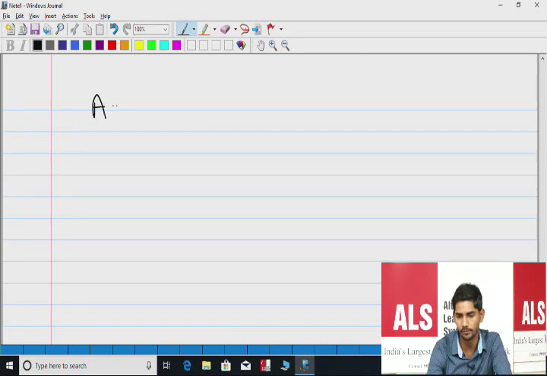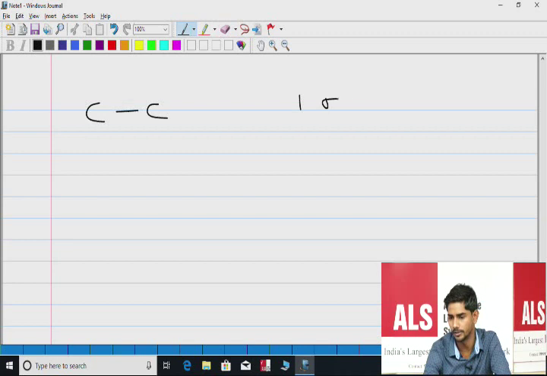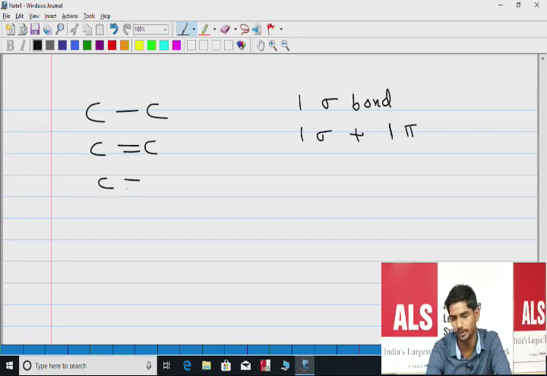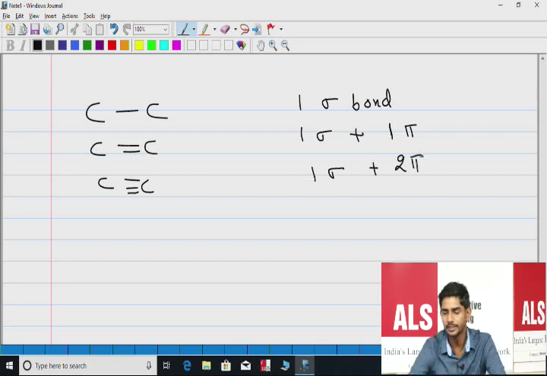Let's say suppose we have got a carbon-carbon single bond. In this, one sigma bond will be there. If you have got a carbon-carbon double bond, in this, one sigma and one pi bond will be there. If a carbon-carbon triple bond is there, then one sigma and two pi will be there. You can check out, guys, where we have seen the pi bonds. Along with the pi bond, there is a sigma bond as well.